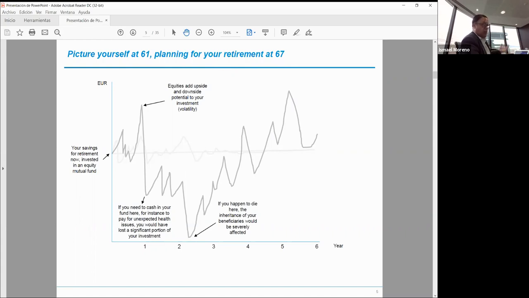If you undergo, as we said before, another medical emergency and you need to cash in your money, then you might find yourself in a position in which the value of the fund is much, much lower. And if you happen to die, then the inheritance of your beneficiaries, your siblings, would be or could be severely affected. So it's good to have the upside. We all want to sort of grow our wealth up to retirement and after retirement as well. But the downside is very limiting, particularly considering that these are normally the savings of your lifetime. So you're normally risk averse to it.